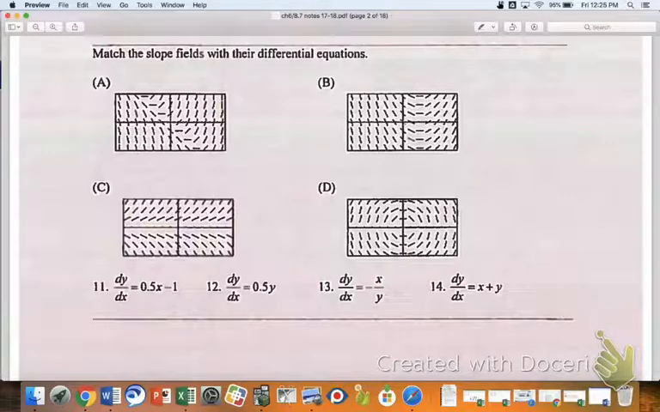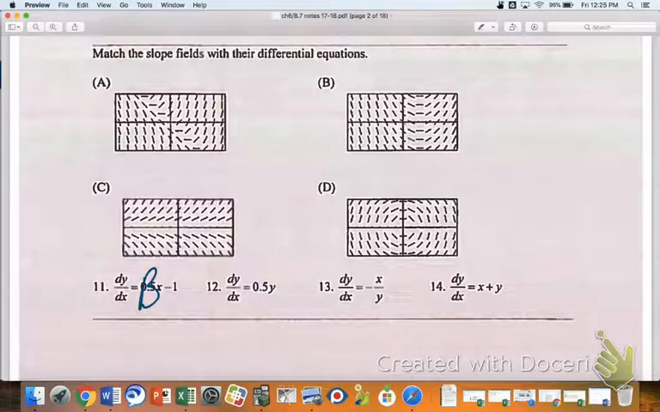Number 11. What do you think number 11 goes with? B. Okay, so 11B. Anybody want to offer a suggestion? Several of you said B. Why do you think B actually goes with 11? What's your reasoning? Vertical pattern. And none of the other options, 12, 13, 14, none of them have dy dx depending only on x, right? So I think that's pretty reasonable. I think you could plot a couple points as was suggested and see it really is true.